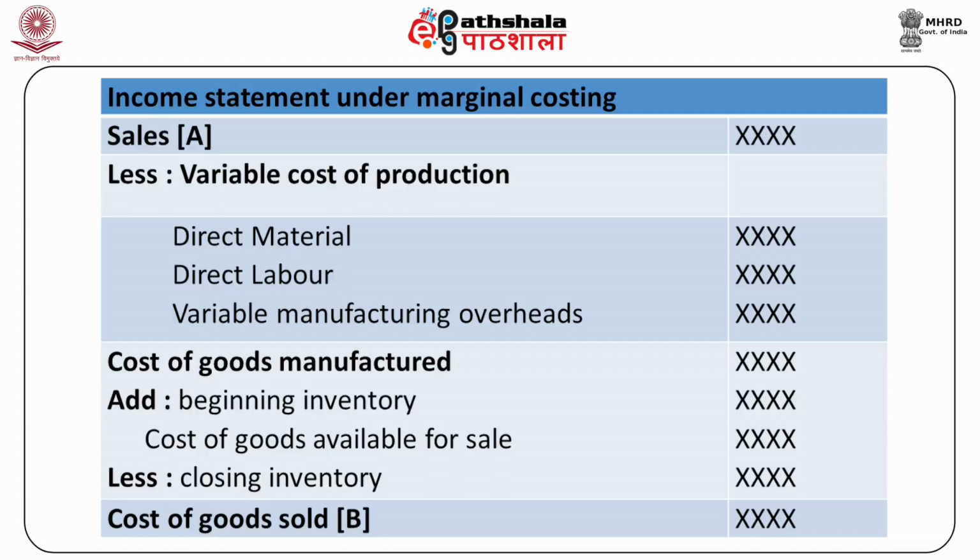Now we will see the specific income statement under both the techniques. The first one is income statement under marginal costing. In this, you have to take sales, name it A, less variable cost of production, which includes direct material, direct labor, variable manufacturing overheads. To the cost of goods manufactured, you have to add beginning inventory, giving cost of goods available for sale, less closing inventory. This gives you cost of goods sold B.